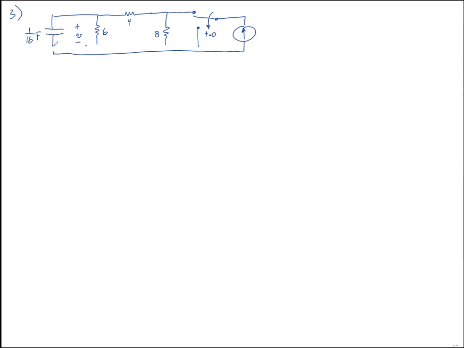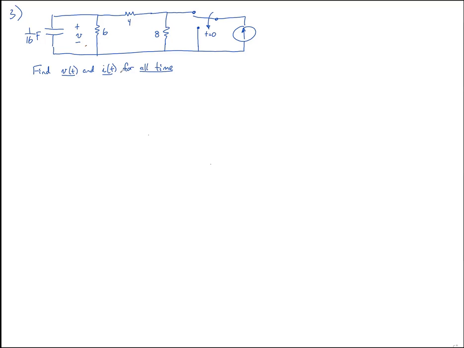Given this circuit. And if I don't give units, it's going to be the basic units. It's going to be ohms or farads. So the question is, find V of t and I of t for all time. So where to begin?